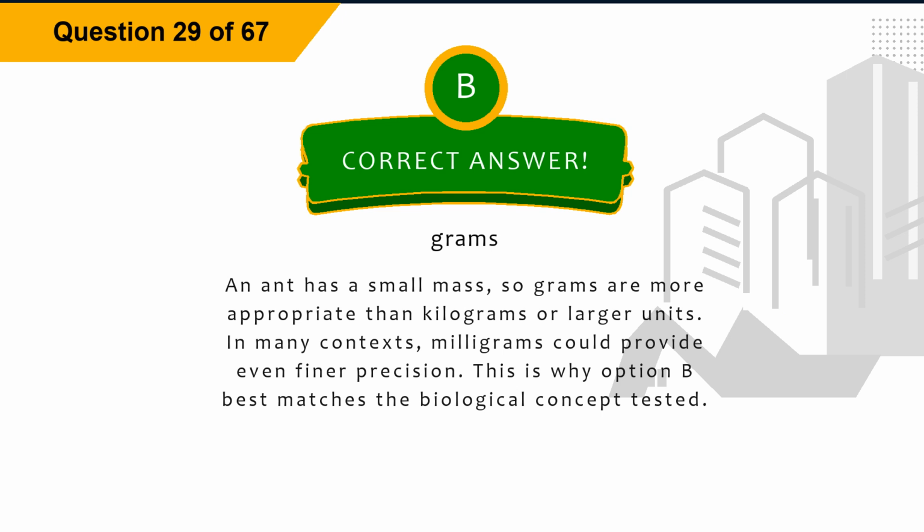Explanation. An ant has a small mass, so grams are more appropriate than kilograms or larger units. In many contexts, milligrams could provide even finer precision.